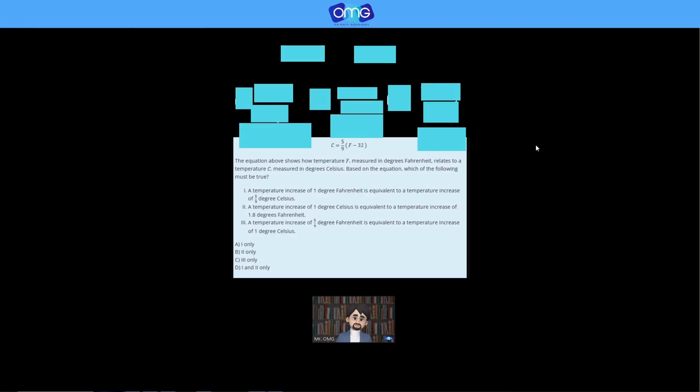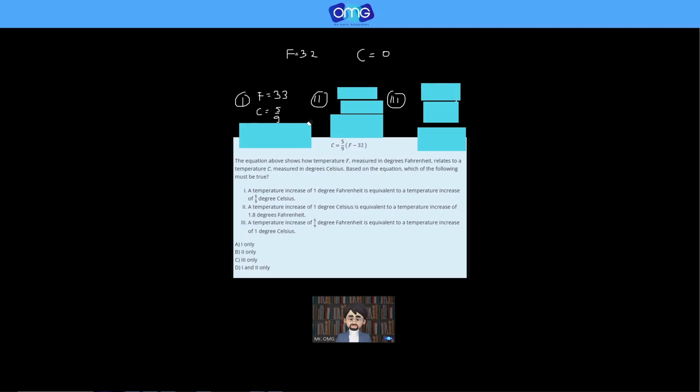The question above shows how temperature F measured in degrees Fahrenheit is related to degrees Celsius. So we have three choices: I, II, and III. Let's use an example. If F is 32, that means C is 0. For the first one, when F is increased by 1 degree, that means 33. So C will be 5 over 9. That means the increase will be 5 over 9 in Celsius.